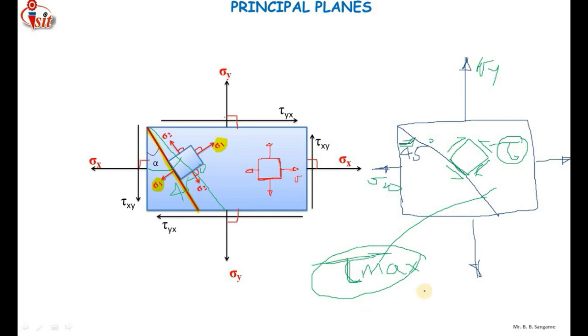In the next video I am going to discuss the Mohr circle, and we are going to see how the values of sigma 1, sigma 2 and tau max can be calculated by using the Mohr circle.